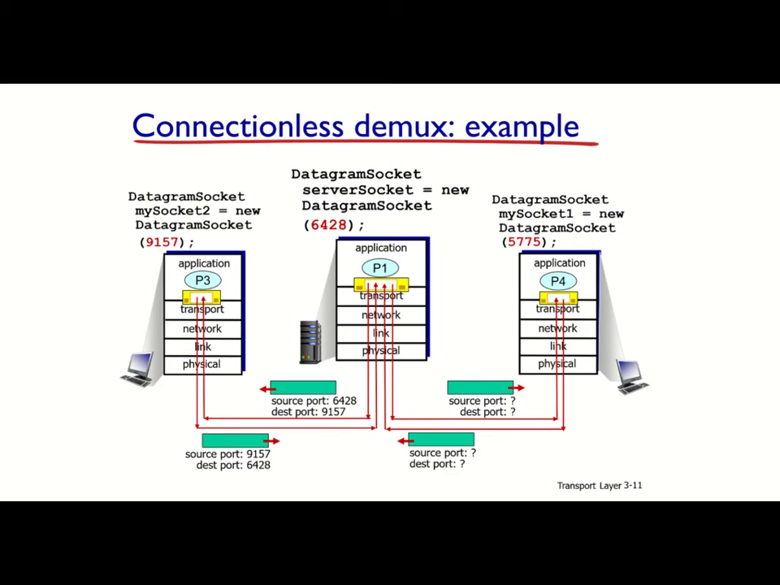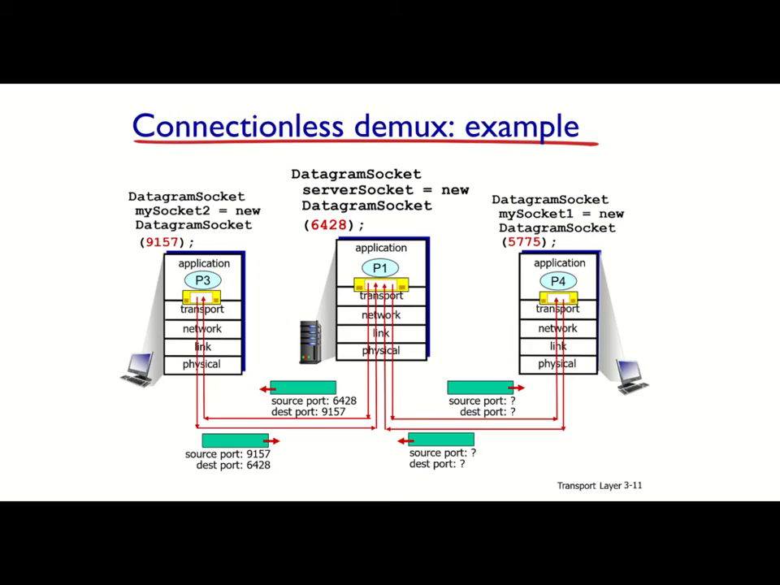Here we make an example of demultiplexing in UDP. As I said, UDP is connectionless. Therefore, this is an example of connectionless demultiplexing. So again, let's assume that we have three hosts: the left side host, the right side host, and the middle host. The middle host runs P1, which is a process, and this process runs an application. And we have P3 on the left side host and P4 on the right side host.